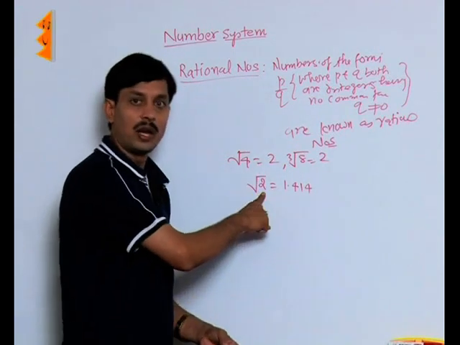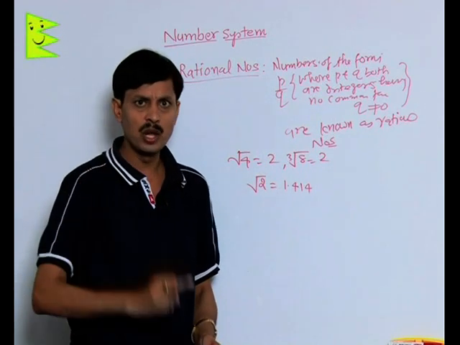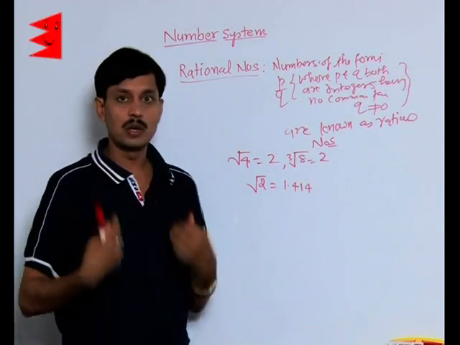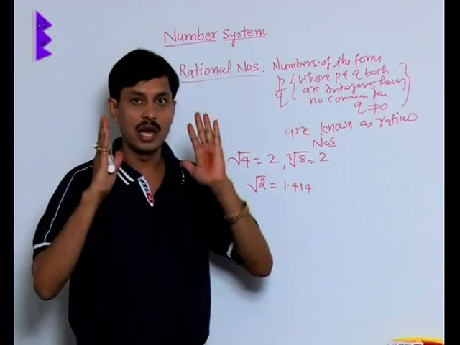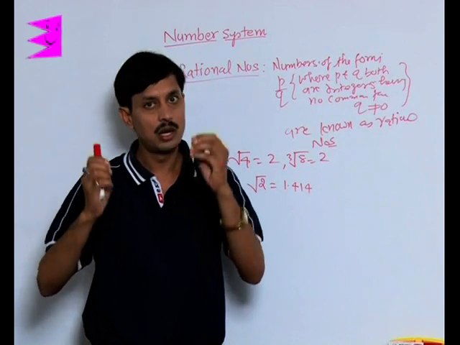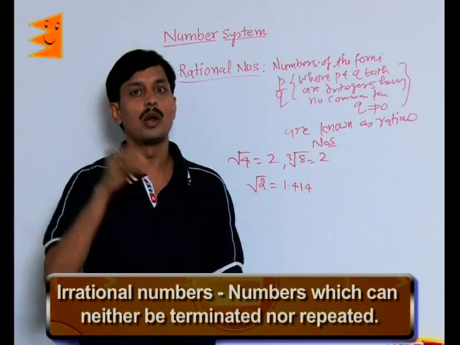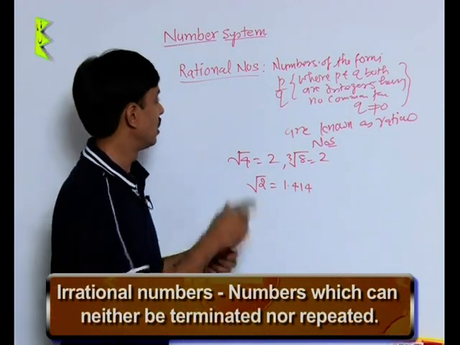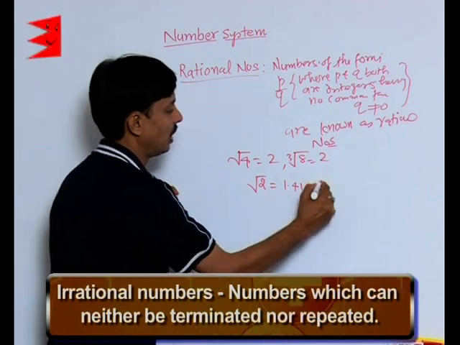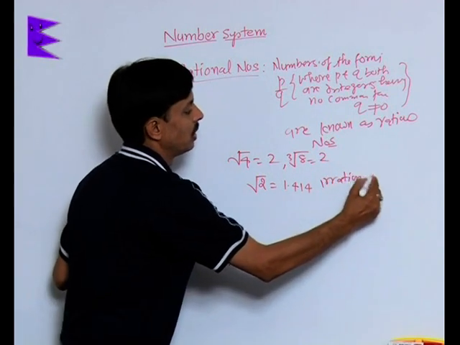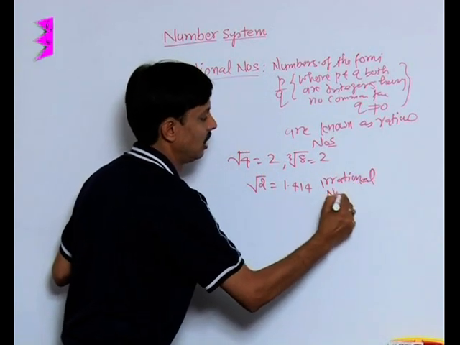One can find the square root of 2, square root of 3, square root of 7, square root of 11, or square root of 12. There are infinite such numbers whose square root can never end and can never terminate. Such numbers, which can neither be terminated nor repeated, are taken in another category after the rational numbers, that is, the category of irrational numbers. So here is the origination of the irrational numbers. These are the irrational numbers.